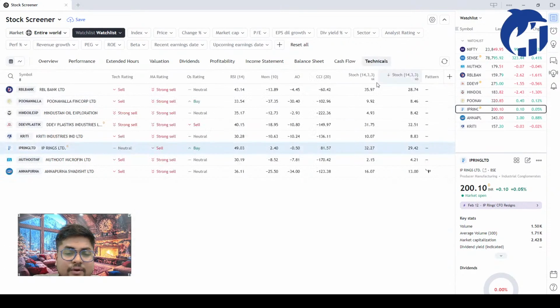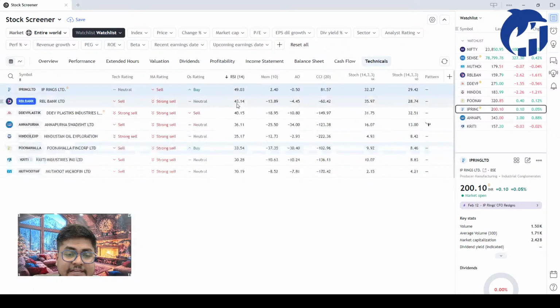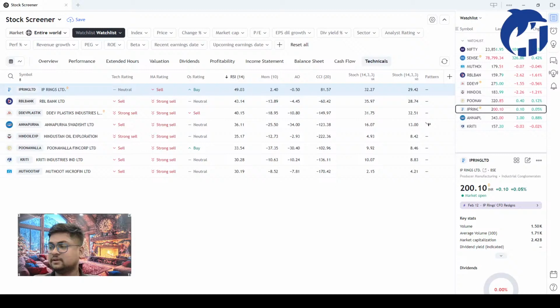Just have a look at its technicals. I will look at the RSI, who has the highest RSI and who has the lowest RSI as of now. If you look at the tech rating, it is a strong sell for most of the stocks. If you look at the QS rating, it's almost neutral, buy or sell. So it's a mix of ratings as of now.